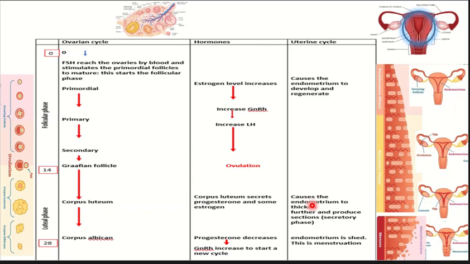Now, in the absence of fertilization or pregnancy here, the corpus luteum will change to corpus albicans, which is an inactive structure, as you know. So, the progesterone and estrogen levels decrease in the blood. This causes the shedding of the endometrium, which is menstruation, as you see here. And as well, it stimulates the secretion of GnRH to start a new cycle.